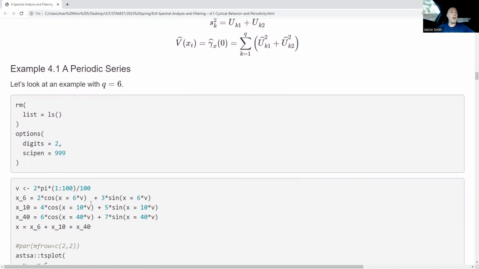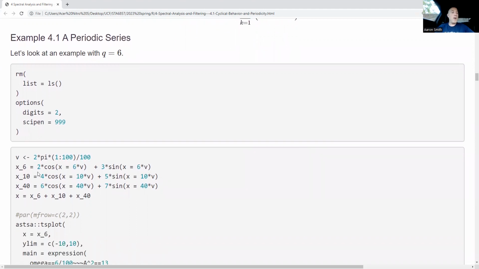And it's actually equal to 3. We have 6 total trig functions in the mix. And this is my true process. Here's my V. I'm shortcutting a little bit of the code to make it easier to read, and I'm rescaling by 6. It should technically be 6 over 100 for my omega, 10 over 100 for my omega, 40 over 100 for my omega. And then in my process, I've got 3 total things coming in together.